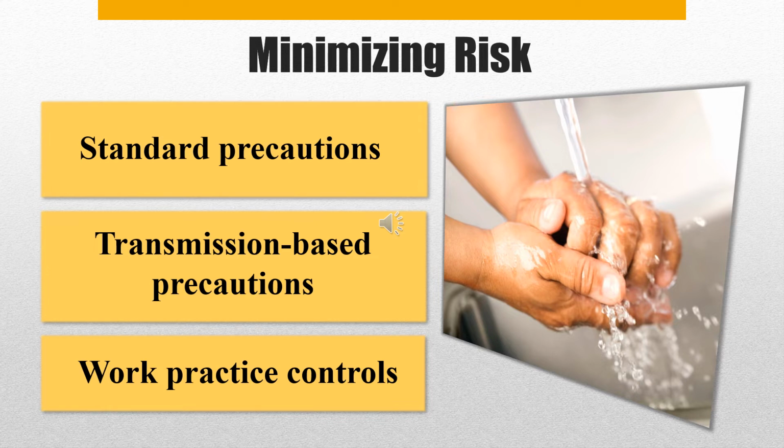Workplace controls. As mentioned earlier, workplace controls are procedures which must be followed to maintain safety in the workplace. Work practice controls include no smoking, eating, drinking, or handling contact lenses or applying makeup, lip balm. Also, food should not be stored in the refrigerator where there's evidence stored also.